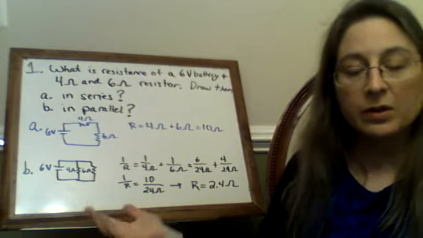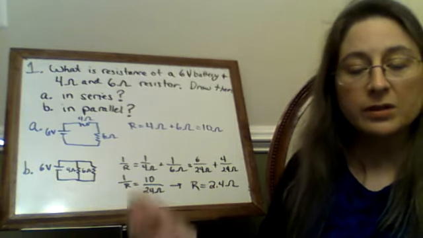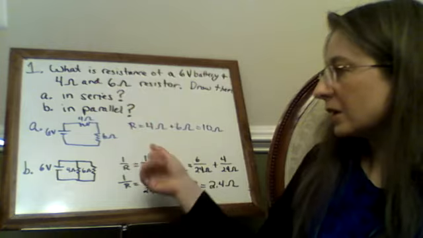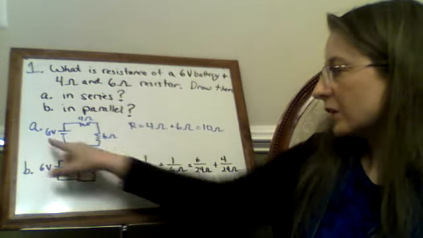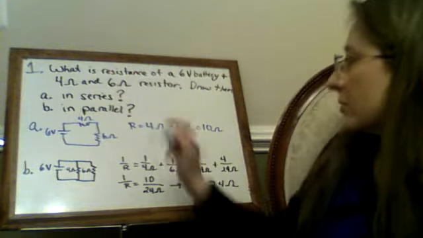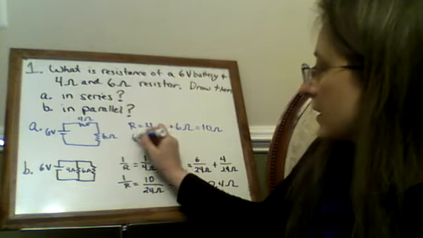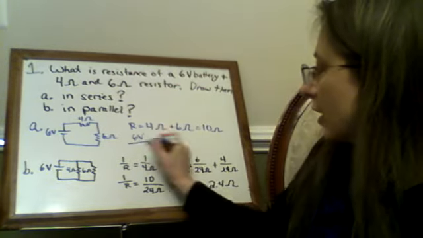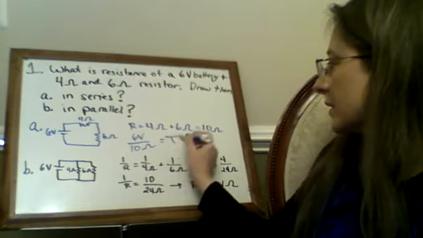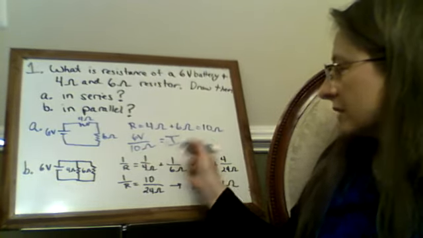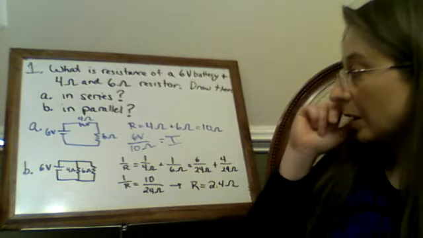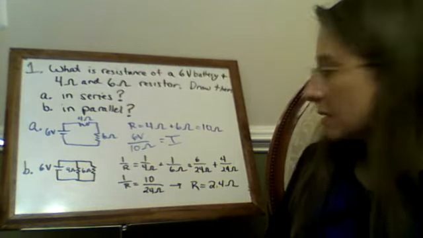And we could also find current for this circuit exactly using Ohm's law. So we could do V equals IR using total resistance for this one, right? 6 volts divided by 10 ohms would be our current. And 6 over 10 is 0.6, right? So our current would be 0.6 amps.